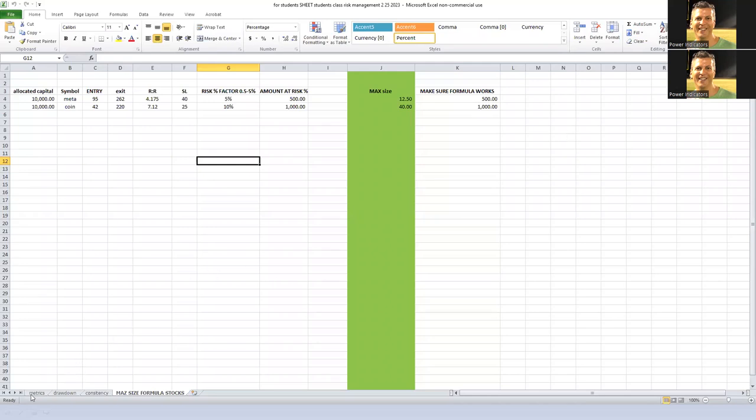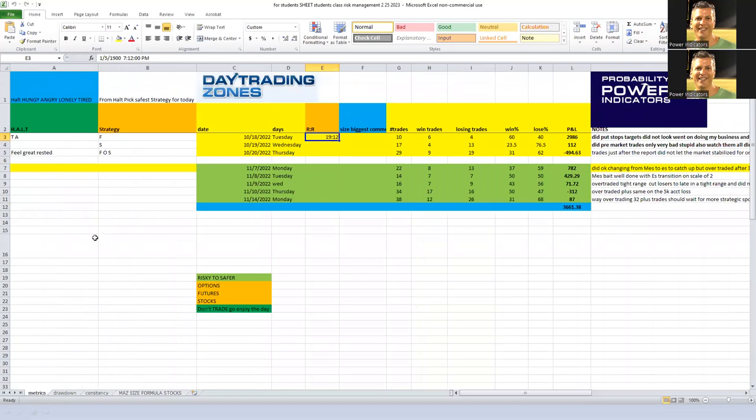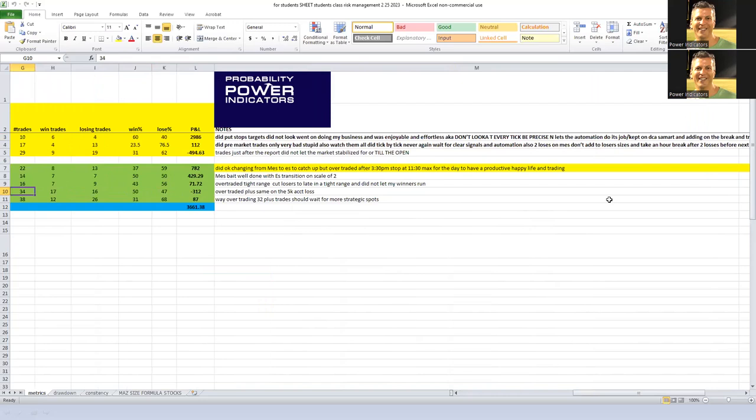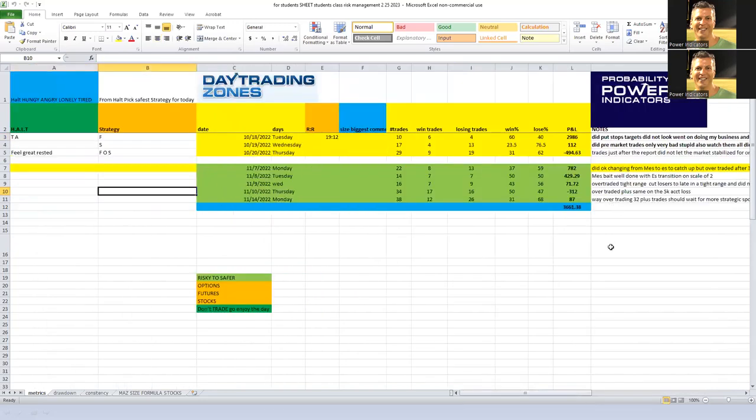So we discussed the matrix today, the mental game on how to use the spreadsheet with the ALT, the hungry, angry, lonely, tired strategies, which strategy to choose, futures, options, stocks, date, risk reward, the size, the number of trades, the number of wins, the losses, the P&L, and explaining your mental frame and the mistakes and the stuff that you've done in your notes. That's like your trading journal.